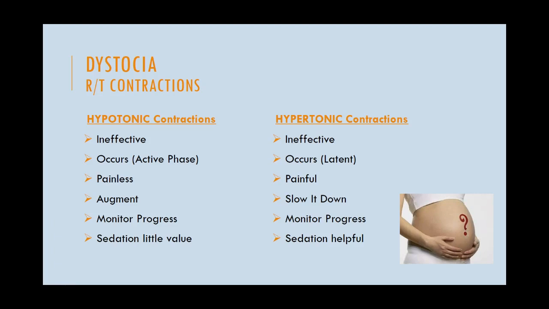Obviously, we monitor progress through potentially an IUPC or possibly with sterile vaginal exams. And sedation is oftentimes helpful here. So giving her some kind of pain medication at this point, even though it's in the latent phase of labor, usually will help because it will relax the uterus to the point that allows those contractions to be just powerful enough that we can move on from the latent phase into active and then on through transition and delivery.